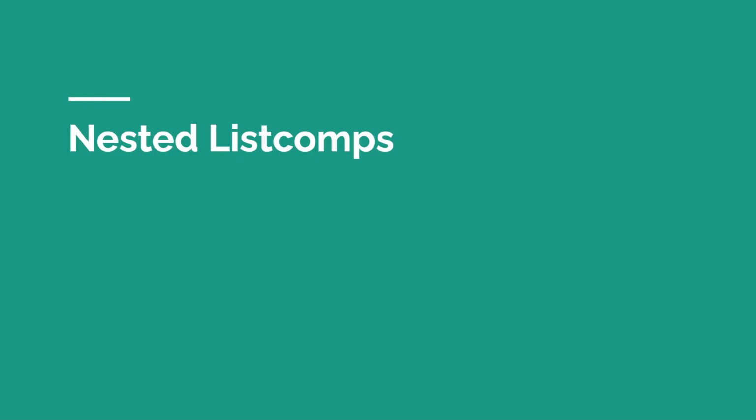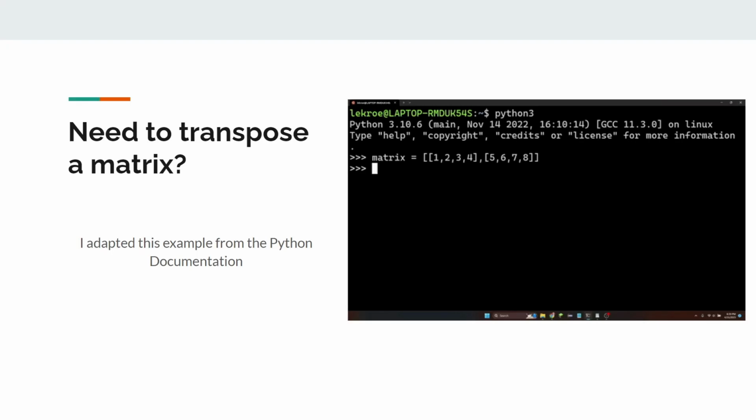List comps can also be nested just like regular for loops, and they can contain conditions as well. Here's an example that I adapted from the Python documentation. We have a matrix here with 2 rows of 4 values. Now we iterate through the row in each matrix, and we iterate through each value in the row. Here it's range 4 because there's 4 values in a row. That's the outer loop, and then the inner loop is row in matrix. And we end up with a transposed matrix where there's 4 pairs of 2.